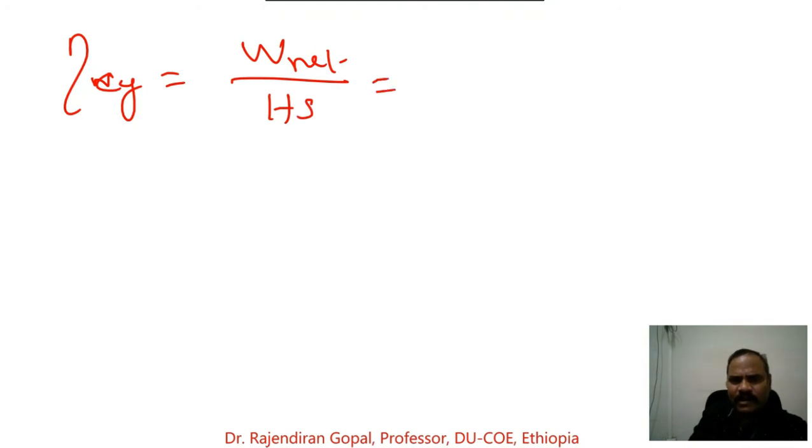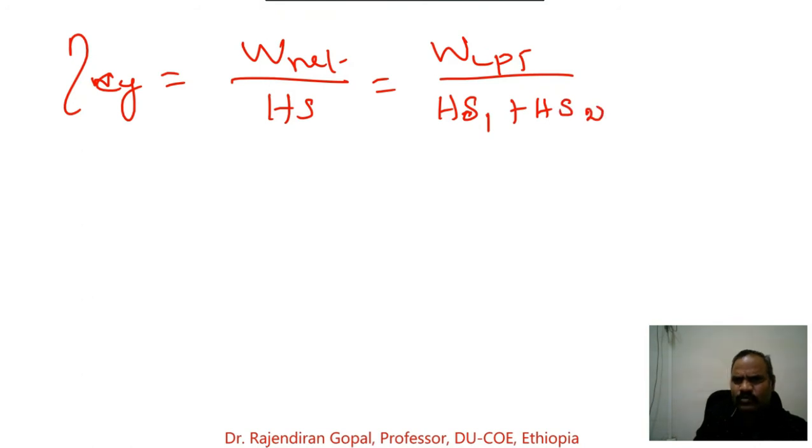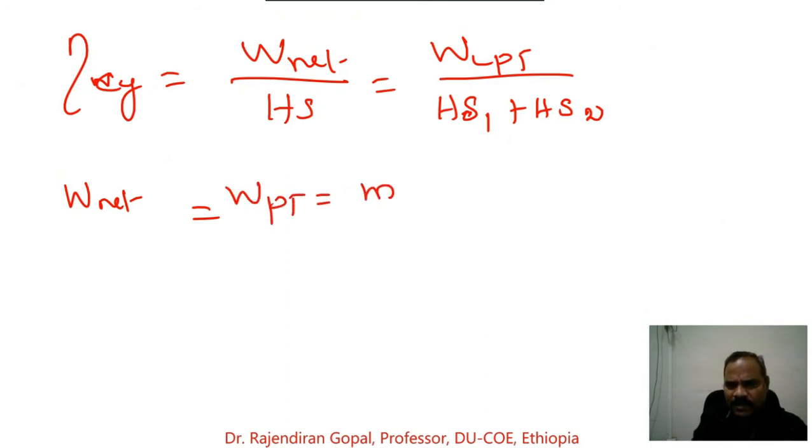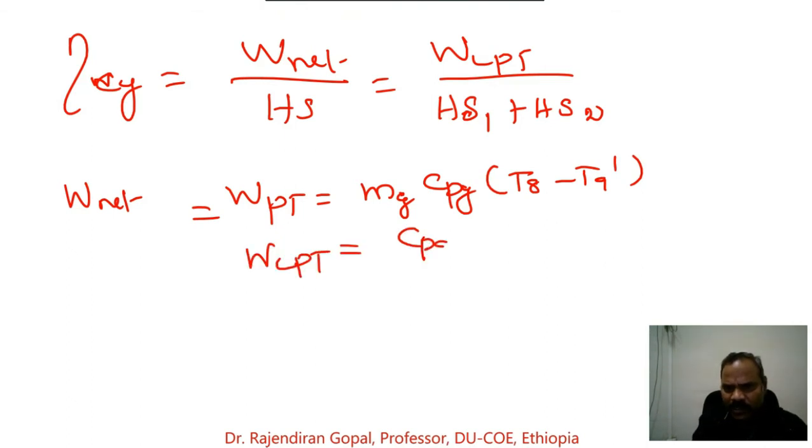Here work net we are getting work of low pressure turbine, and heat supplied is heat supplied at combustion chamber 1 plus heat supplied at the combustion chamber 2. Then this work net is equal to work of low pressure turbine, that is mass of gases multiplied by Cp of gases into T8 minus T9 dash. Per unit of mass it is equal to Cp of gas into T8 minus T9 dash. You can take this one as equation 1, this one as equation 2.